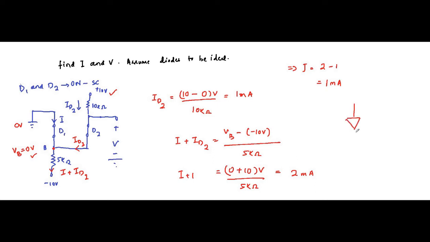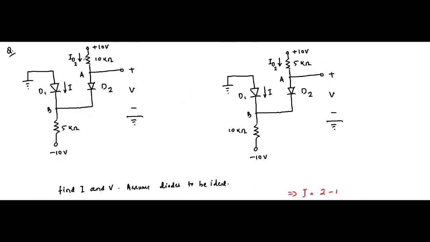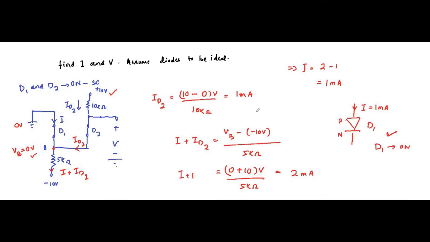We assumed for diode D1 that current I is flowing in this direction from P to N. We know a diode conducts current in one direction, from P to N, so our assumption is correct. Diode D1 is on. For diode D2, ID2 is 1 milliampere, meaning the same current of 1 milliampere is flowing through D2 also in the P to N direction. It is a positive value.